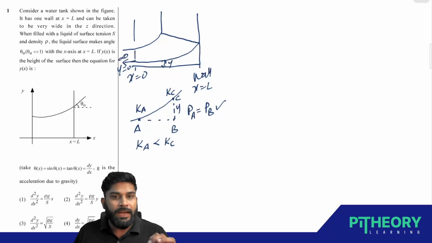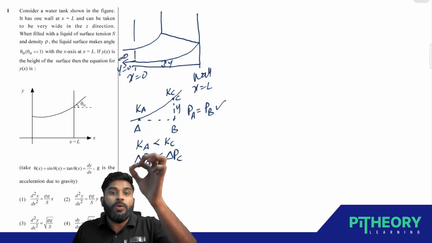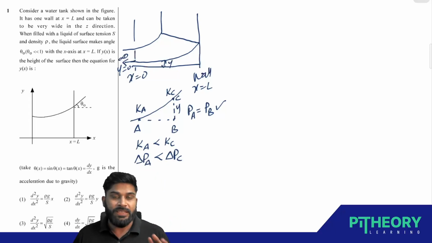Okay, so because of that, you can tell the pressure difference above and below the point A, taking it as delta PA, will be less than delta PC, where delta PC is the pressure difference between the points just above and below the liquid surface at point C. And this pressure difference, delta PC minus delta PA, will be basically equal to Y rho G.